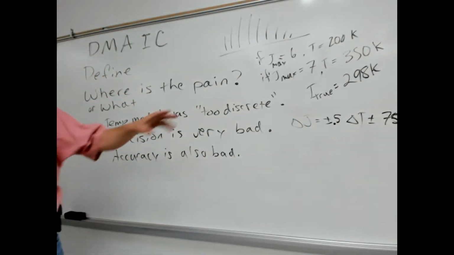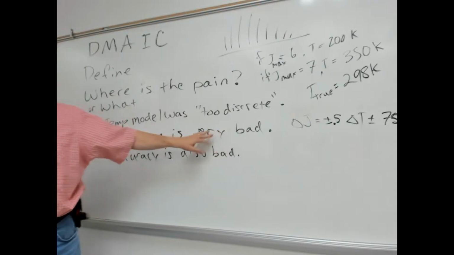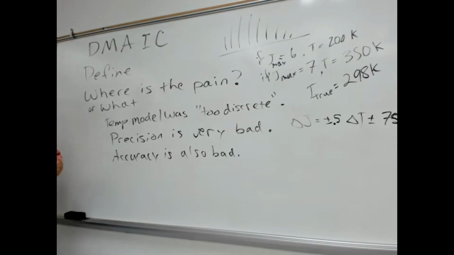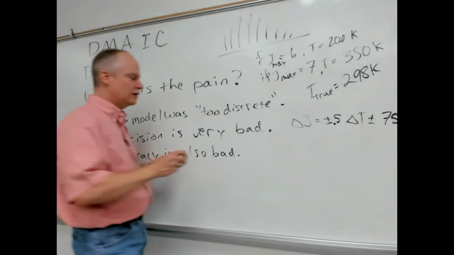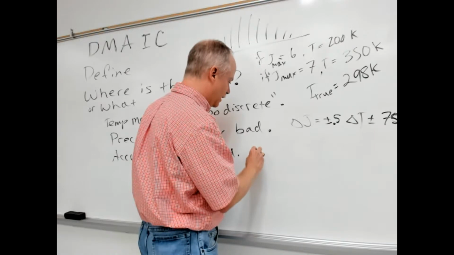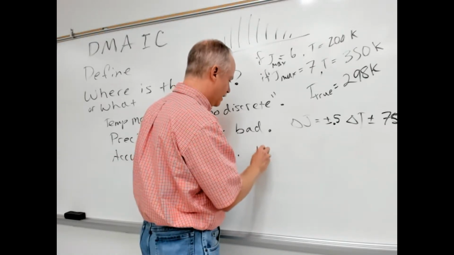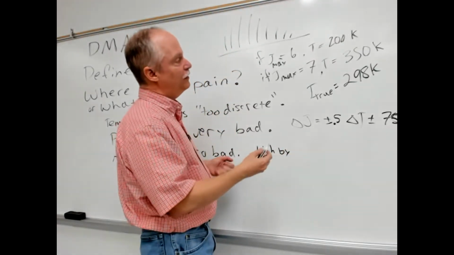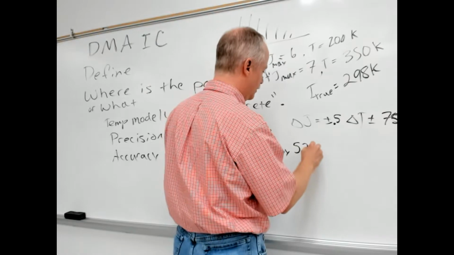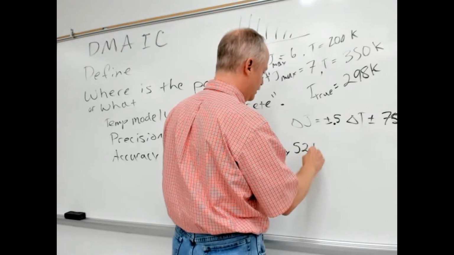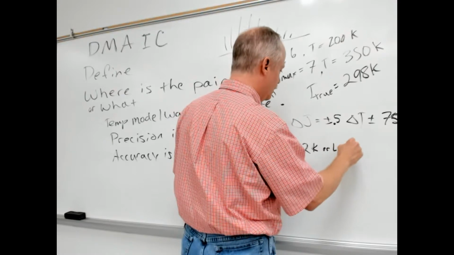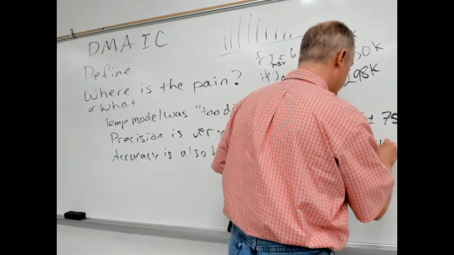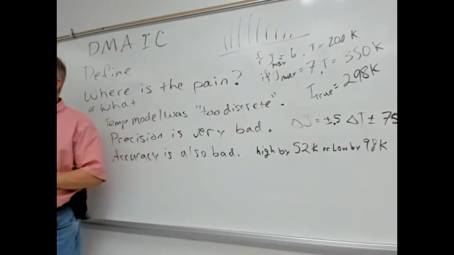So I'm just trying to find out a specific way to define precision, right? If I pick a different J value, then boom, I've got a huge change in temperature. Now accuracy is very bad because I could either be high by like 52 Kelvin, or low by 98. Right? So that's the problem, isn't it?